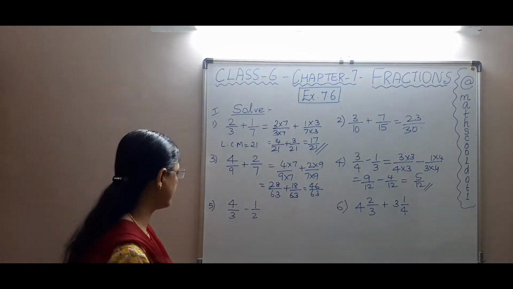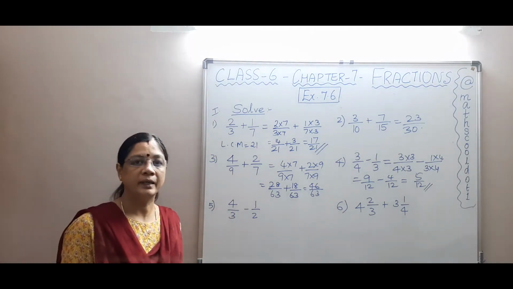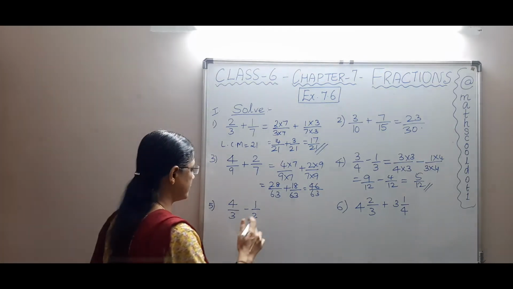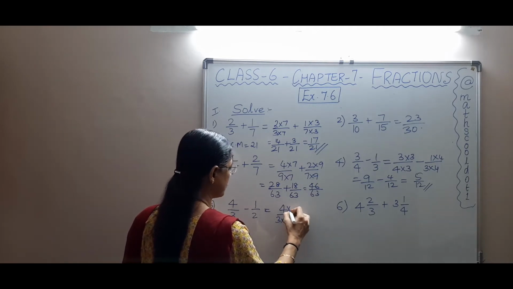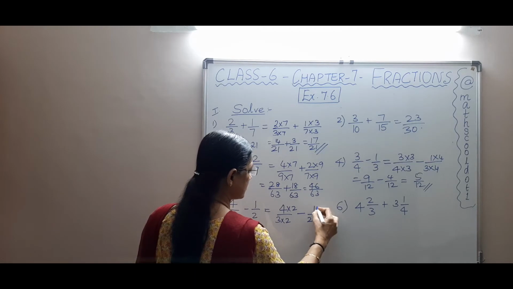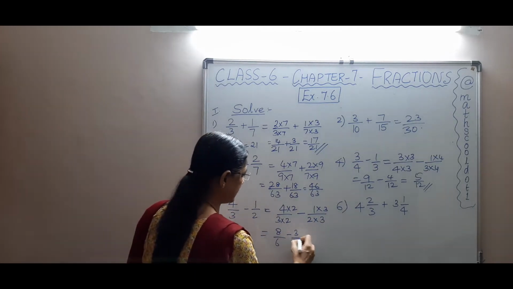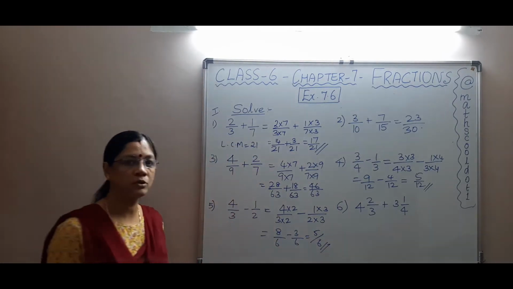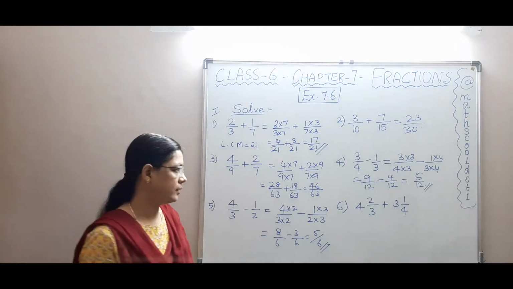Okay, so the next one is 4 by 3 minus 1 by 2. Again, for 3 and 2 the LCM is 6, isn't it? So it is very simple. 4 by 3, 3 into 2 is 6, so you multiply numerator by 2. 1 by 2, 2 into 3 is 6, so multiply numerator by 3. That is 8 by 6 minus 3 by 6, which is 5 by 6. This is in its simplest form, so you just leave it. So this is the answer. 5 divided by 6 is the answer.